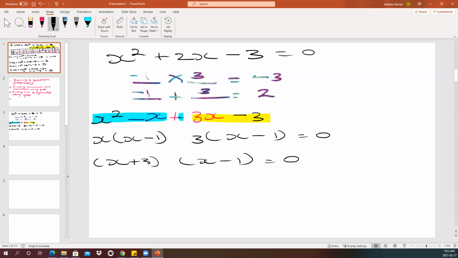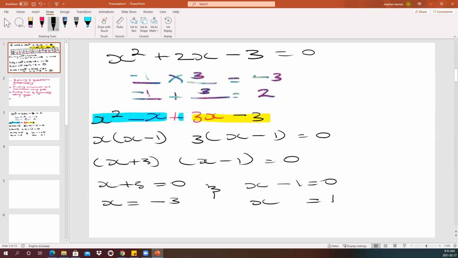Right, so our answer would be x plus 3 equals 0. That means x equals minus 3. And our other answer is x minus 1 equals 0, which means that x is equal to positive 1. So our two answers here, because remember we've always said that when you solve a quadratic, you will have two answers. So our two answers here are x equals negative 3 and x equals positive 1. This is using the factorization method.